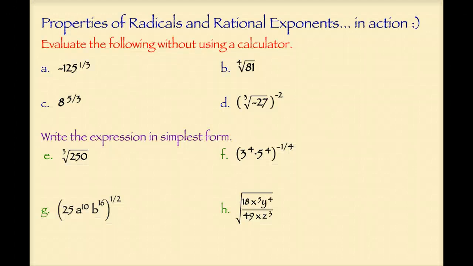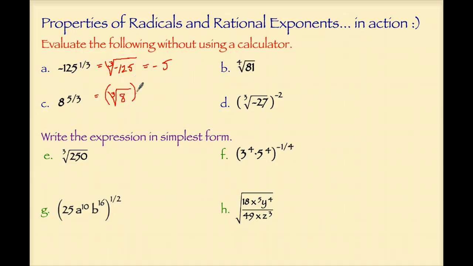All right, let's practice these properties on a few examples. Starting with these first four, evaluate the following without using a calculator. In other words, we're going to show that we know what these fractional exponents mean. This is really saying the cubed root of -125. Well, the cubed root of -125 is asking what number multiplied by itself 3 times gives you -125, and of course that's -5.